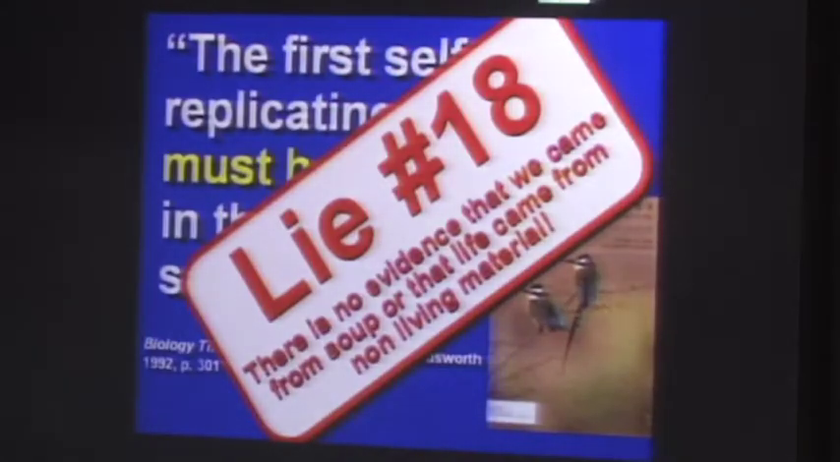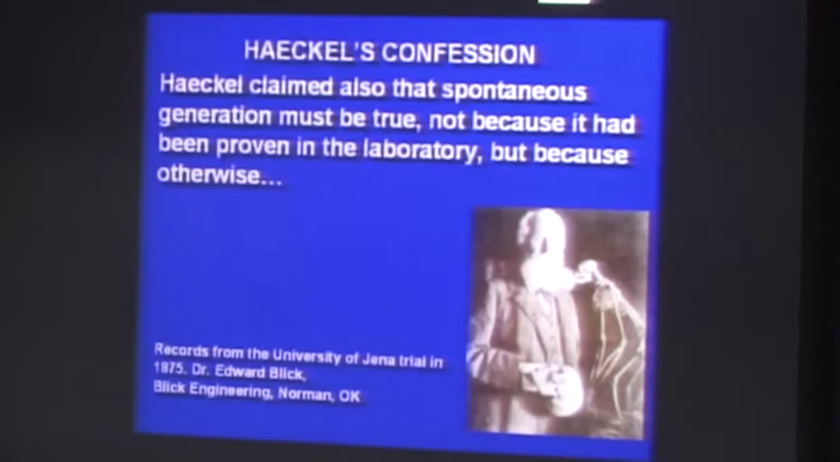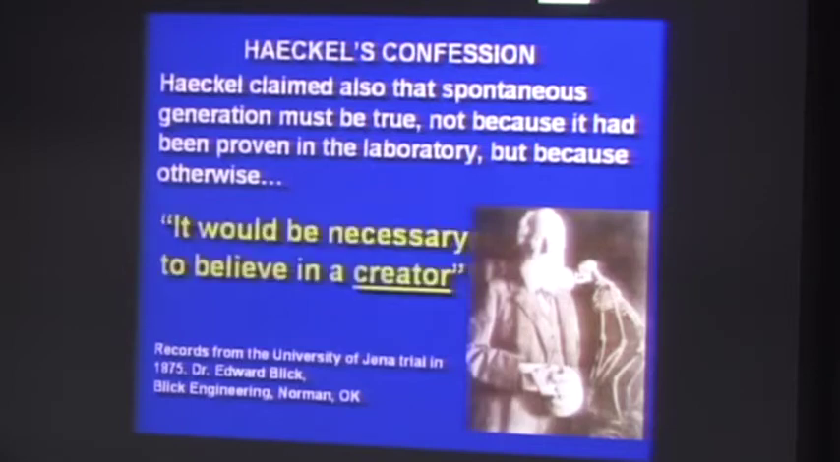Nobody has a clue how life could have gotten started by non-living chemicals. Even Haeckel confessed, he's the guy we talked about in the last session, that made up the idea that the embryo has gill slits, so they could justify abortion. Haeckel claimed that spontaneous generation must be true, not because it had been proven in the laboratory, but because otherwise it would be necessary to believe in a creator. Well, Ernst, I'm sorry, bud, that's just the way it goes. Okay, there's a creator, whether you like it or not, okay?